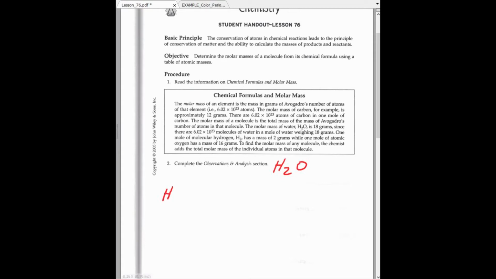We have H and we have O. You make a little grid. This is going to be the number of pieces times the atomic mass. The number of pieces for H in H2O would be 2. And even though it's not written, there's a little tiny subscript 1, so the number of pieces of oxygen would be 1, times the atomic mass.